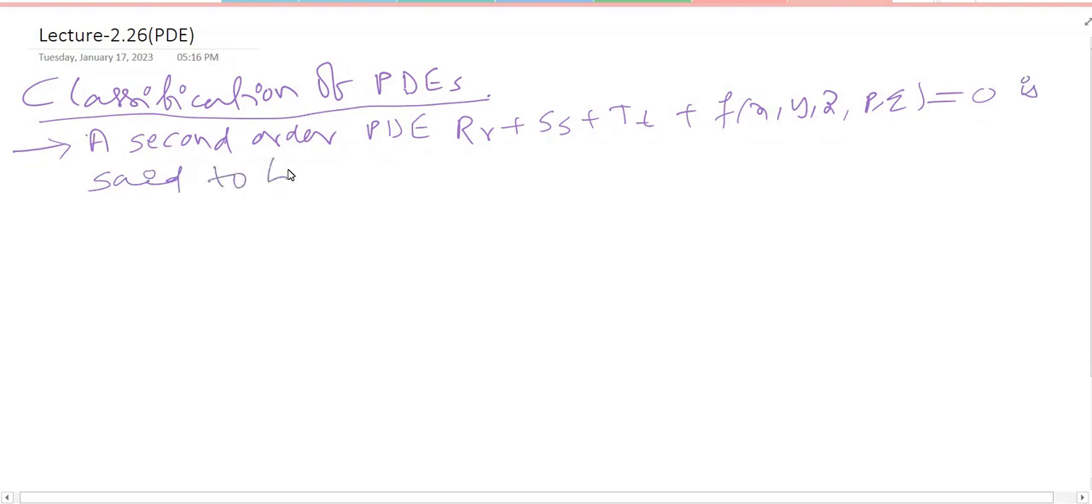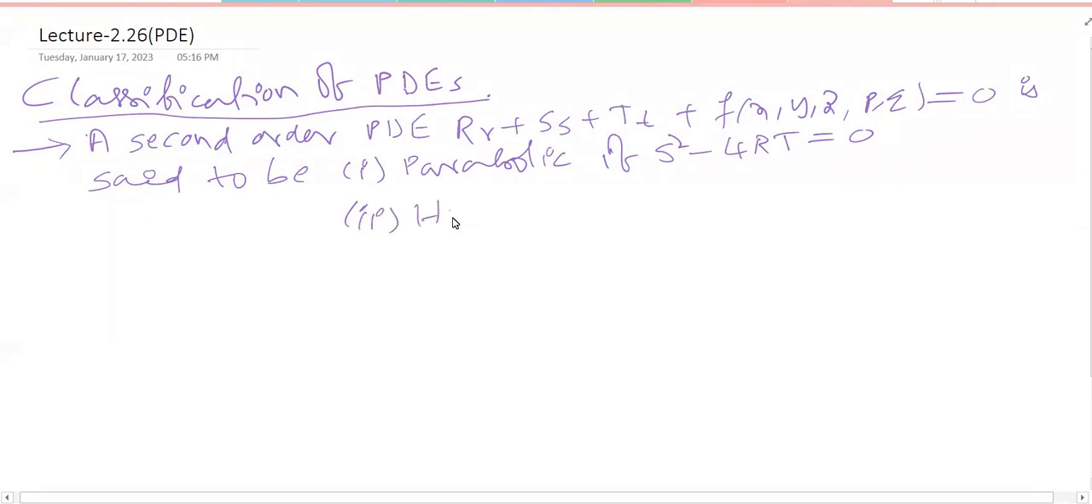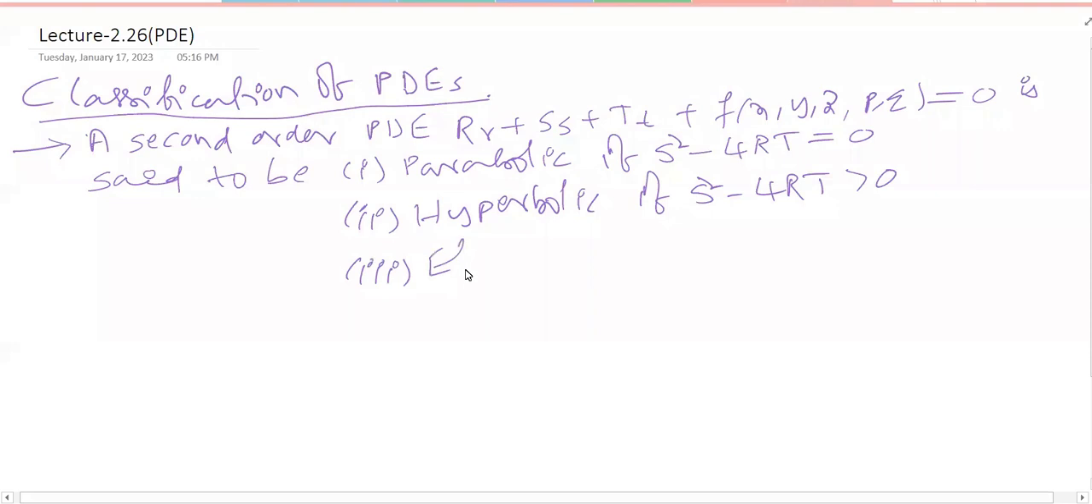is said to be, first one, parabolic if s² − 4rt = 0. Second one, hyperbolic if s² − 4rt > 0. And third one, elliptic if s² − 4rt < 0.